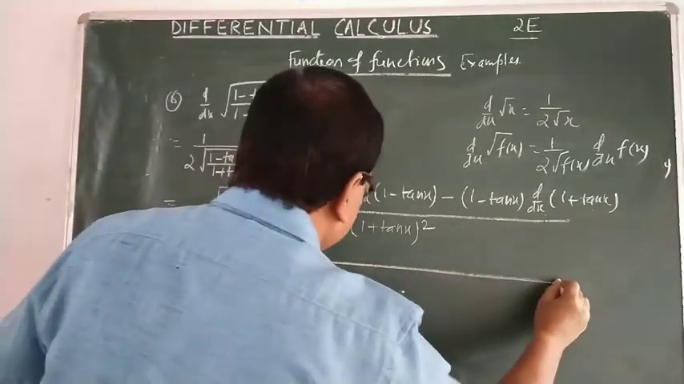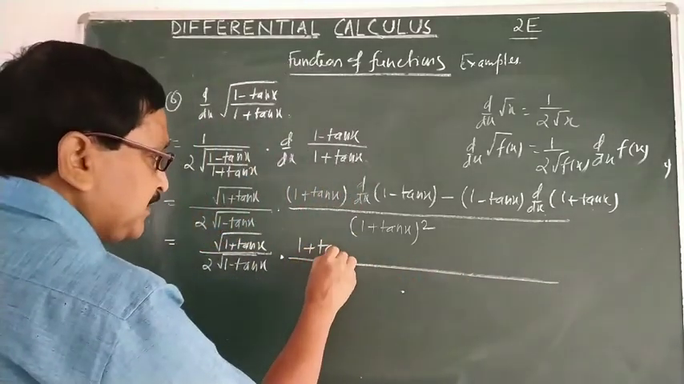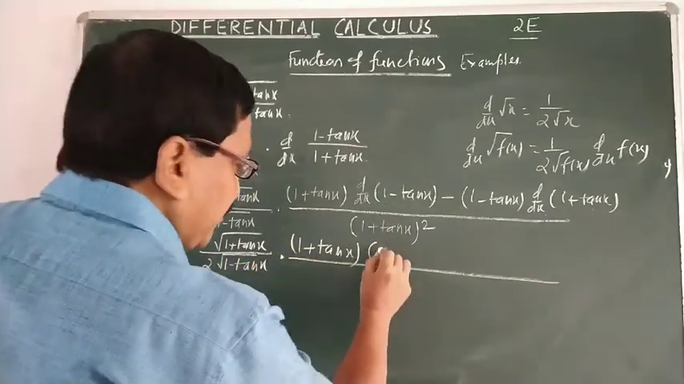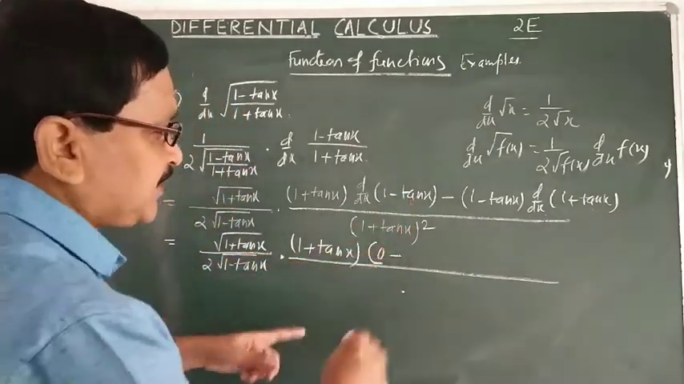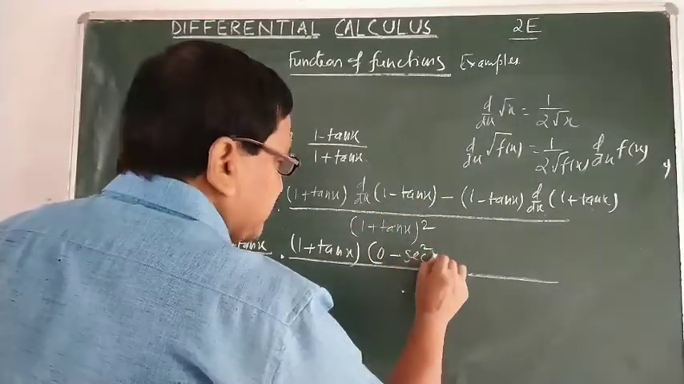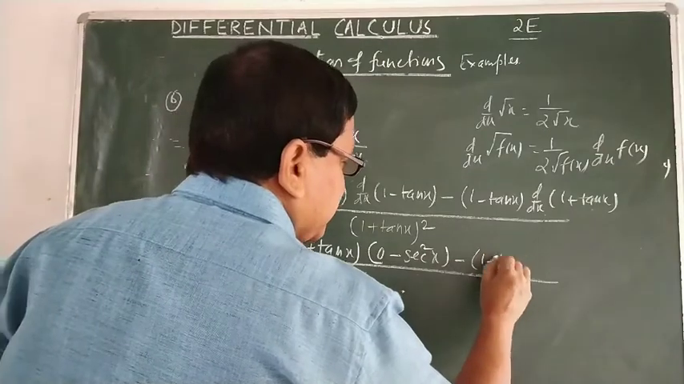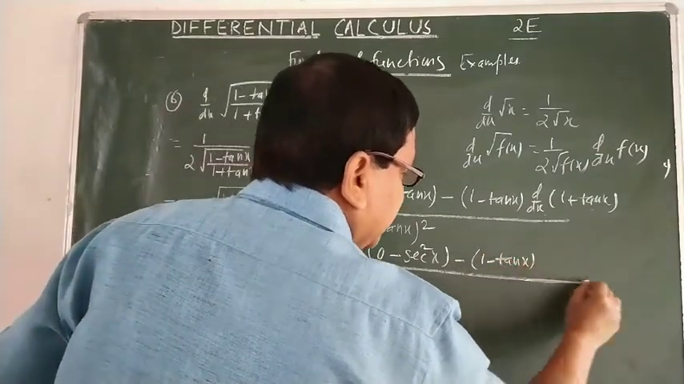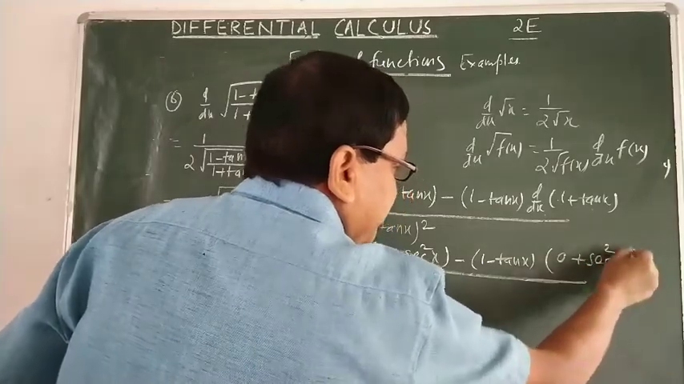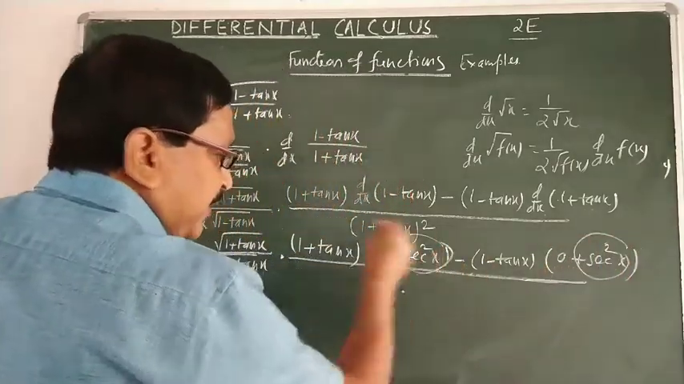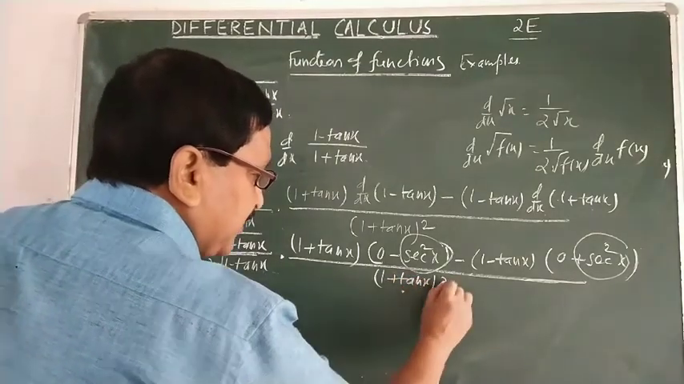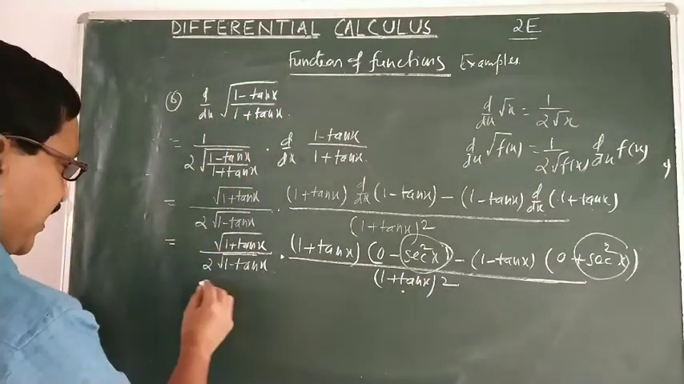After that, this is 1 plus tan x. Now the differentiation of 1 is 0, minus the differentiation of tan x, which is sec square x. Sec square x, minus (1 minus tan x), again the differentiation of 1 is 0 plus sec square x, over (1 plus tan x) whole square. Never forget to take sec square x common. Now you are supposed to take sec square x common.